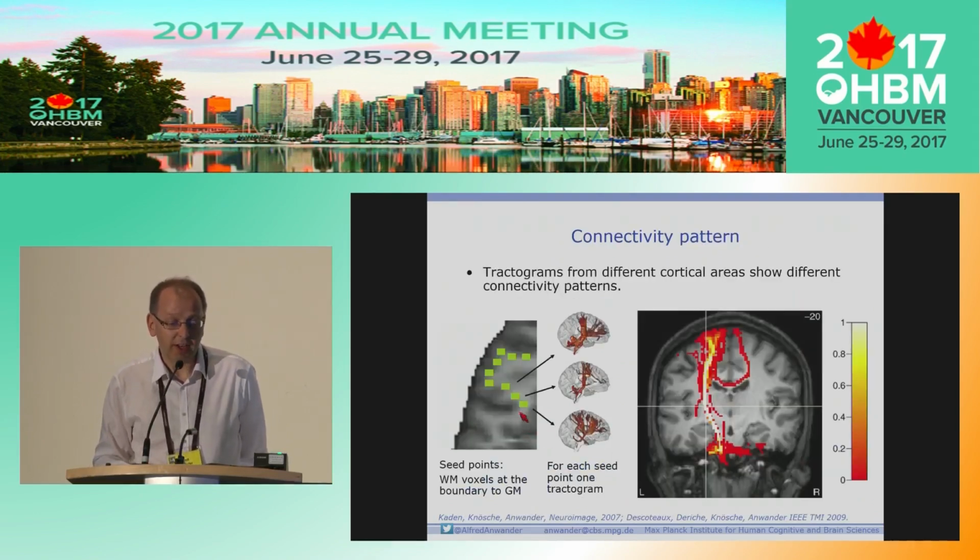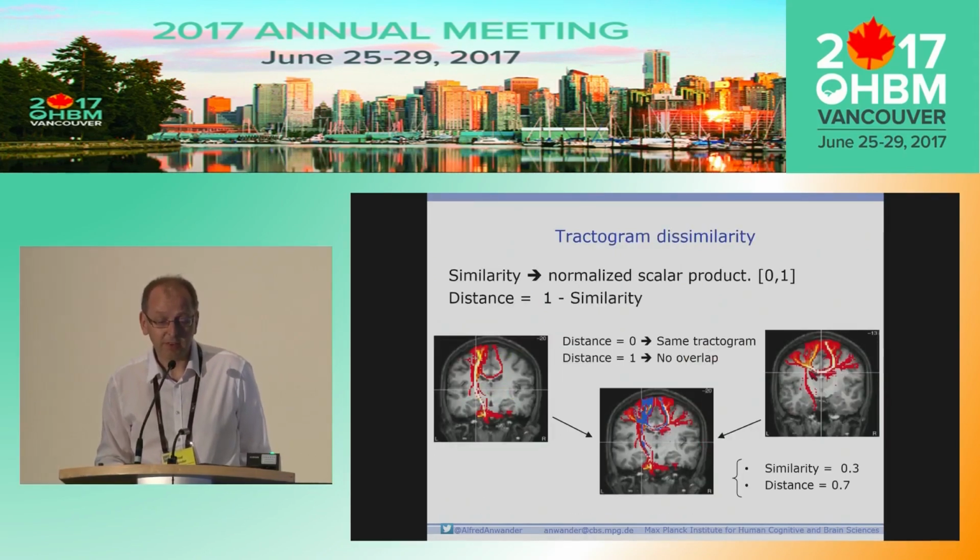So we do a seed-based connectivity analysis. We seed at the gray matter, white matter boundary, as also Maxime suggested this morning, compute different probabilistic tractograms like here, and then compute the similarity on the whole brain level for the different connectivities. So we don't look only at the endpoints to compute the connectivity and the similarity between the tractograms, but at the whole white matter.